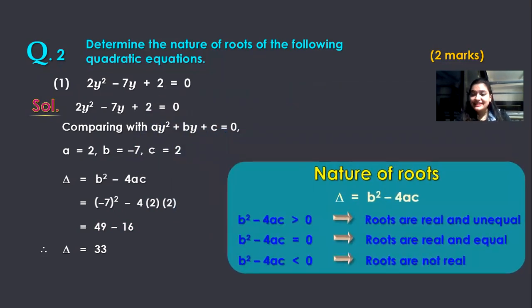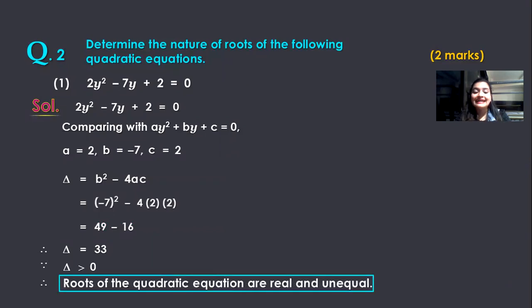And as per the nature of roots, if the answer of b square minus 4ac is greater than 0, roots are real and unequal. If it is equal to 0, then roots are real and equal. If it is less than 0, roots are not real. So over here, I have got an answer which is greater than 0. So the roots are real and unequal. It's very easy. Okay, proceeding with the next one.